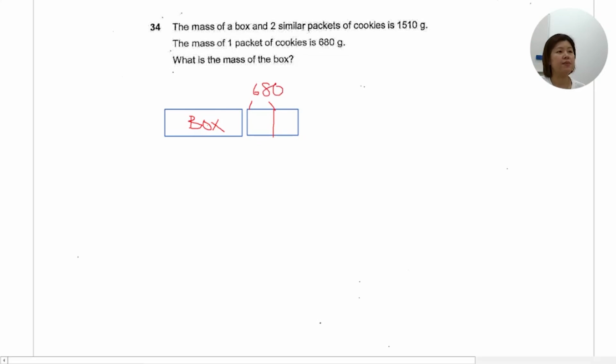So I can find something now. I can find 2 packets of cookies by taking 680 times 2, which is 1,360. And I can find my box now, because my box with cookies is 1,510. It's 150 grams.